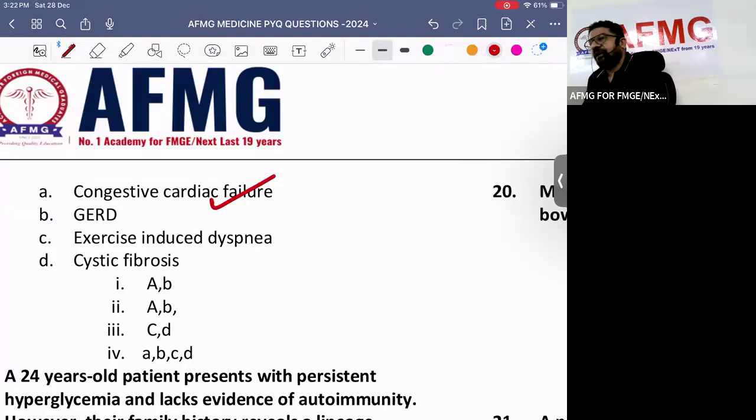GERD, gastroesophageal reflux disease. It can also have cough. Yes. Exercise induced dyspnea. Again, dyspnea is there, it means it is mimicking asthma. Cystic fibrosis. Patient will have mucus plugging. Because of mucus plugging, what will happen? Shortness of breath, cough. Answer will be simple. All can mimic asthma. So the question is not as difficult as it looks. All these diseases.